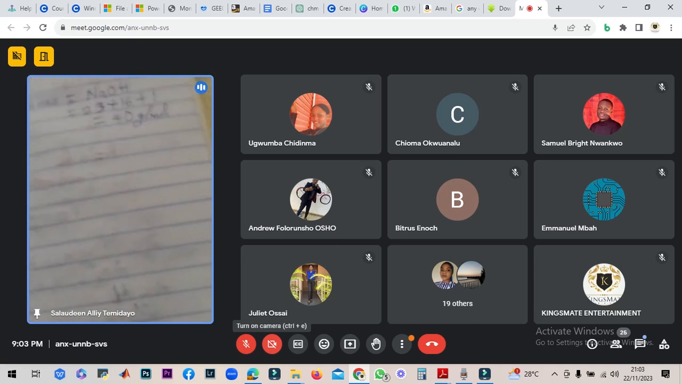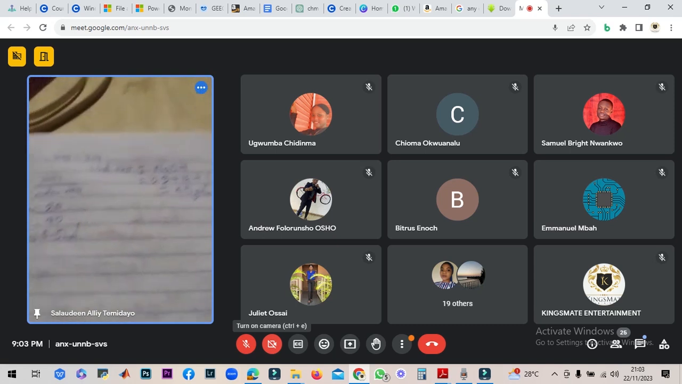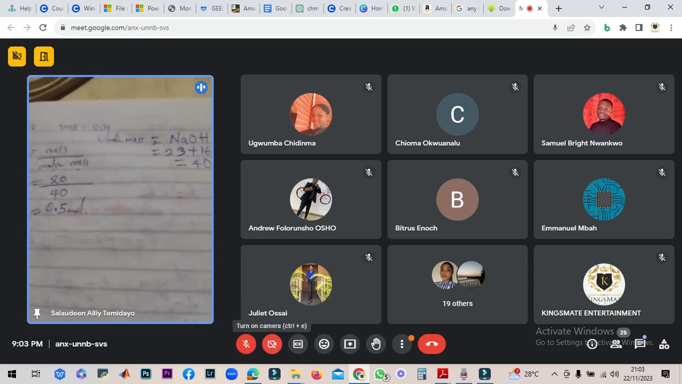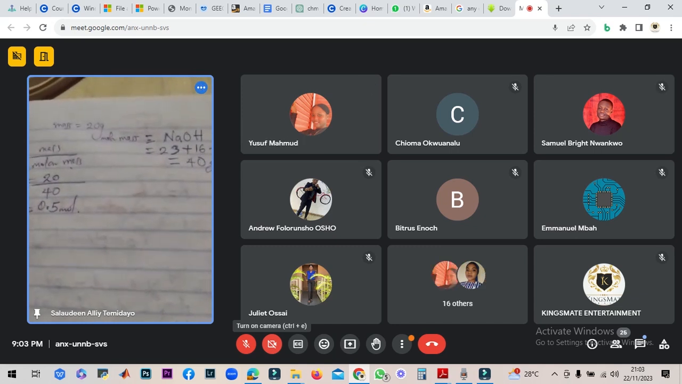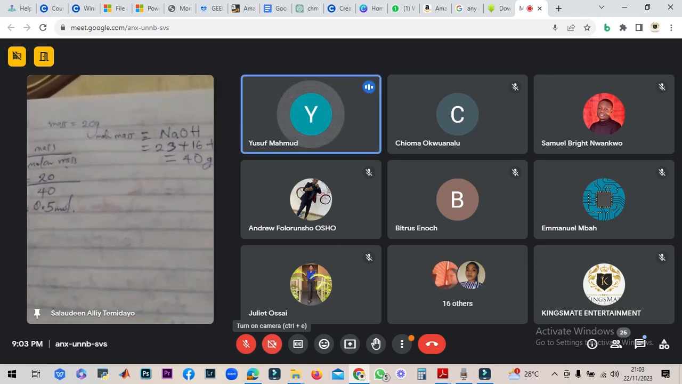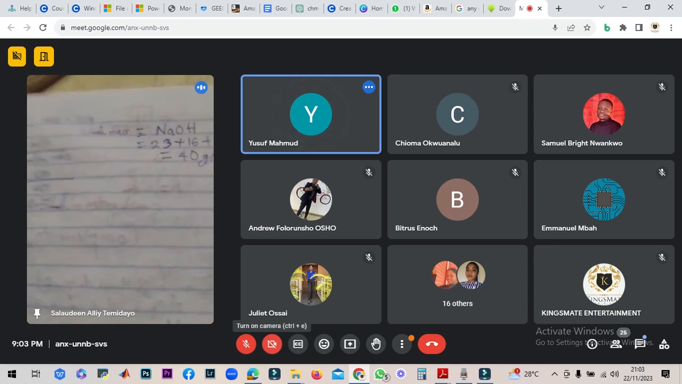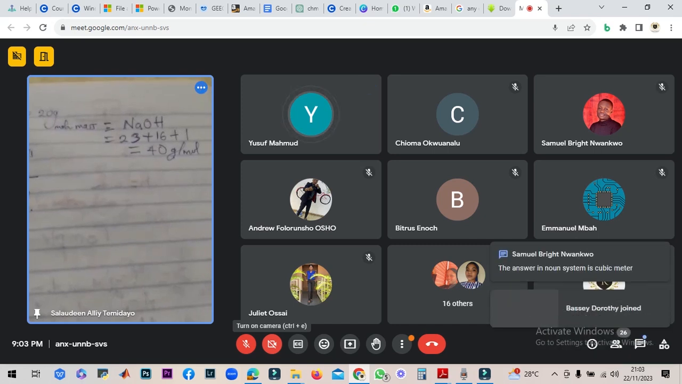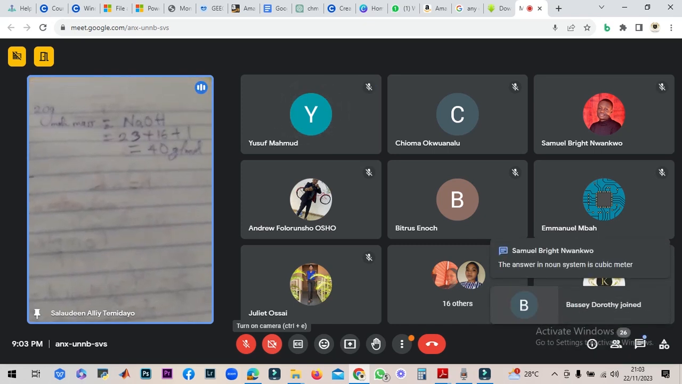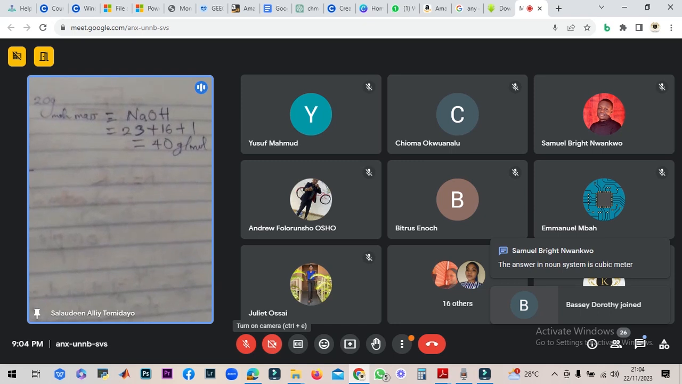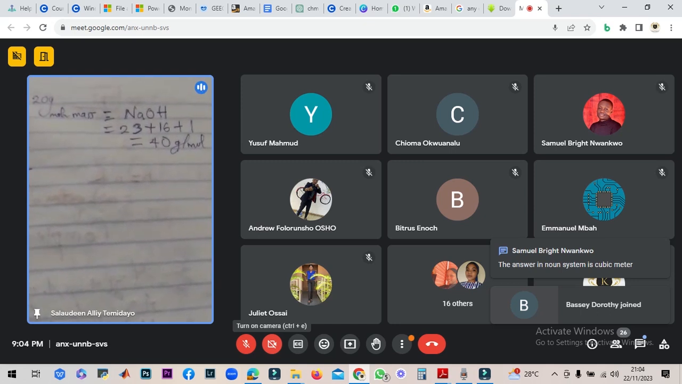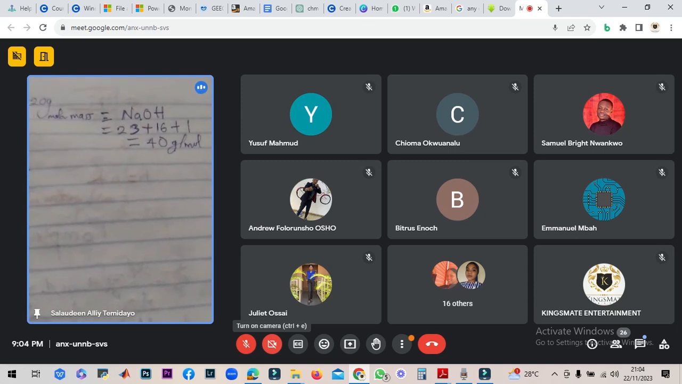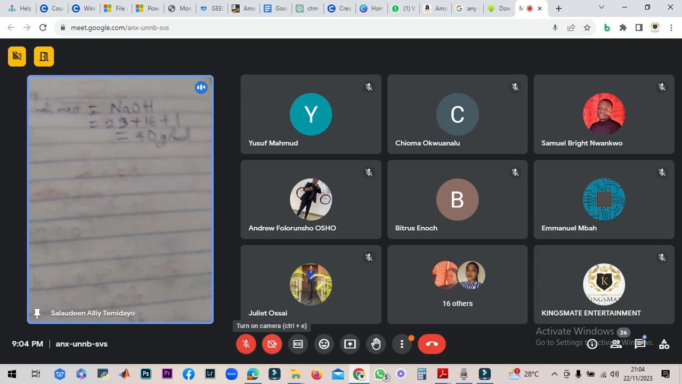Any other person that disagrees with that? The base unit of a measured liquid called volume is, I believe, liter. So any other thing? You want to use cubic meter? Cubic meter, that is meter to the power 3. Okay, thank you. Another one: the answer in the system is cubic meter. All right, thank you very much. So they are using cubic meter from SI units. I've also learned from that. I will agree it is cubic meter.